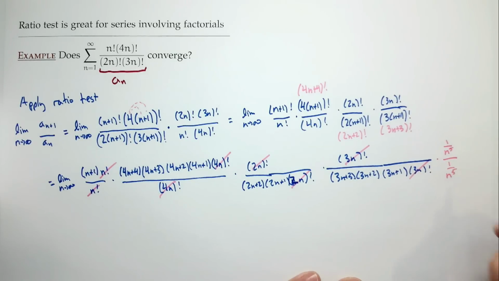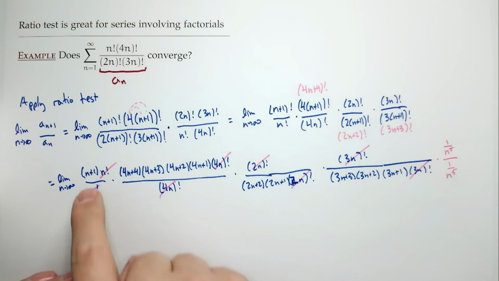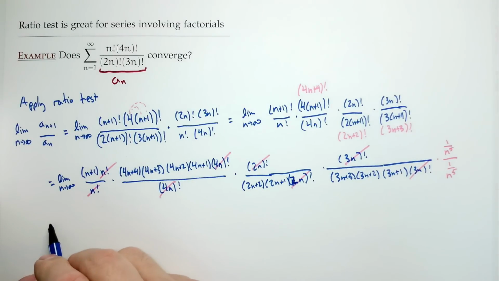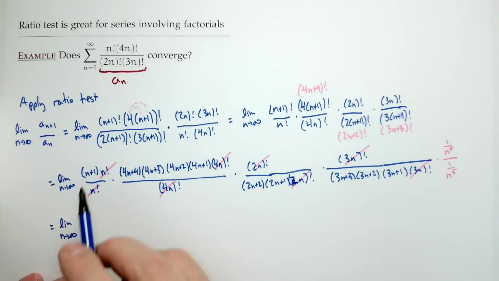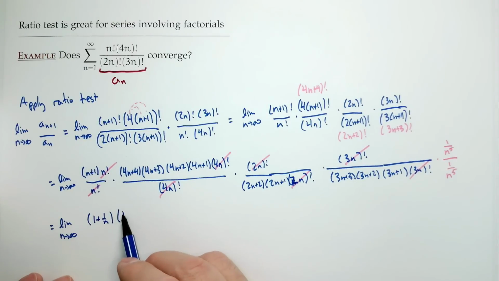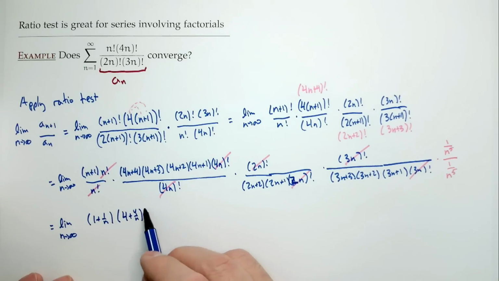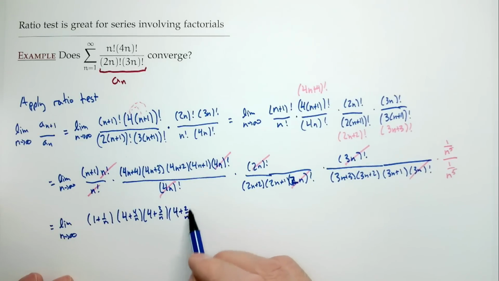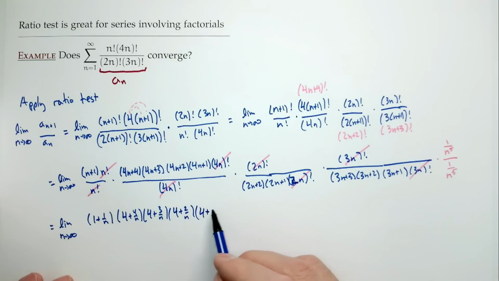Now, why 1 over n to the fifth? Well, I said it was a fifth degree polynomial. So if I multiply by 1 over n to the fifth, that's just enough to slow things down. So I'm going to think of multiplying every single term, there's 5 terms, by 1 over n. So this is the limit as n goes to infinity of, in the first term, 1 plus 1 over n. The second term, 4 plus 4 over n. Then 4 plus 3 over n. And 4 plus 2 over n. And then 4 plus 1 over n.